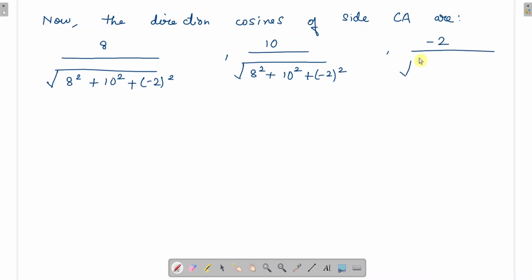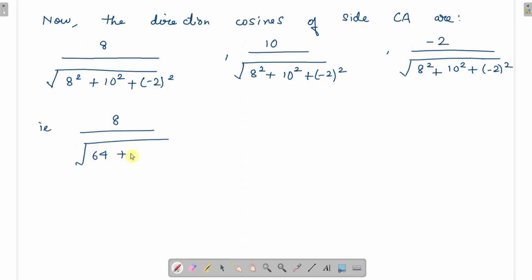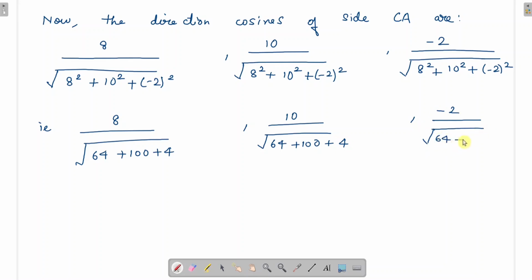2 divided by root of 8 square plus 10 square plus minus 2 square. Okay, so that is 8 divided by root of 8 square is 64 plus 10 square is 100 plus minus 2 square is 4, so 10 by root of 64 plus 100 plus 4 and then minus 2 divided by root of 64 plus 100 plus 4. Okay, so 100 plus 64 is 164, 164 plus 4 is 168, so factors of 168 we have to find out.